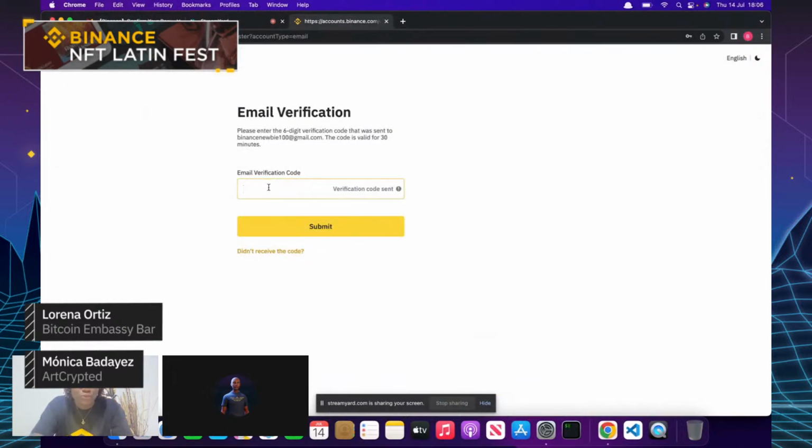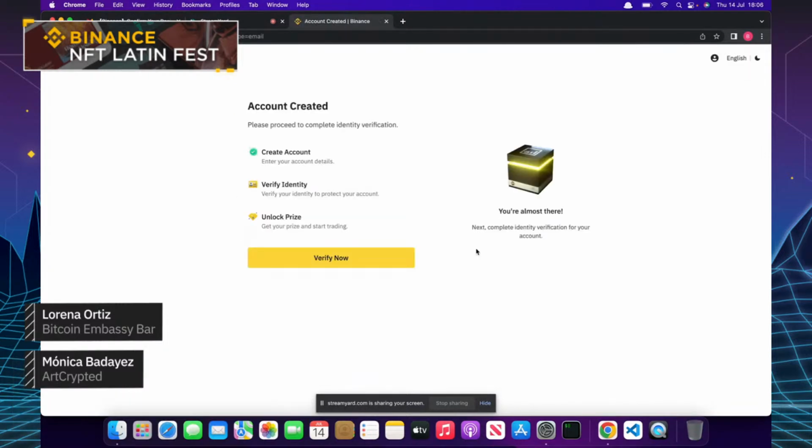701743. You can just copy. That is a safer way of doing that. Okay, so you just submit it, and then we see what comes next. So email is verified. All right.